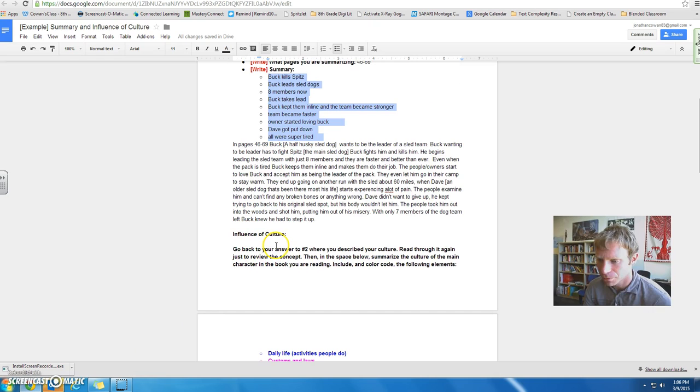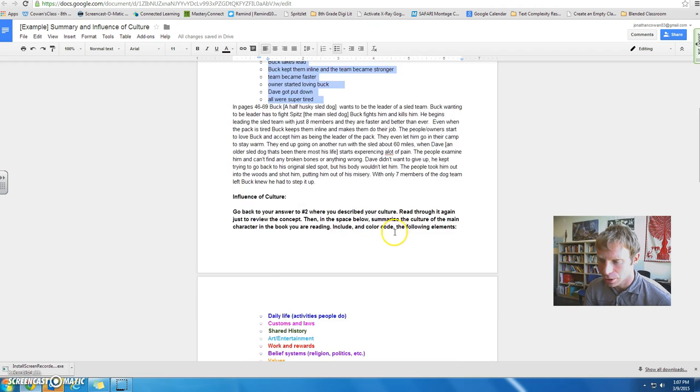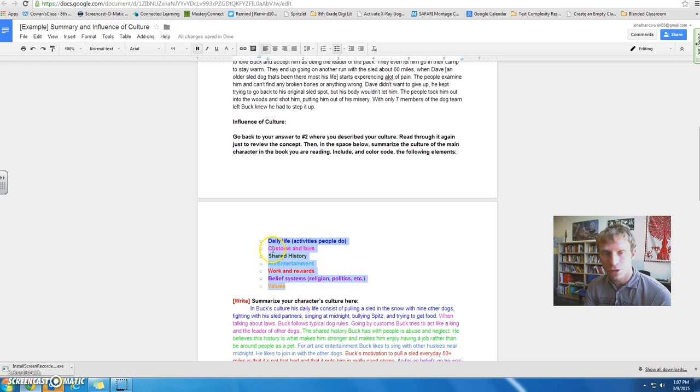So going back to your answer number 2 where you describe your culture, read through it again just to review the concept. Then in the space below, you're going to summarize the culture of the main character in the book you're reading. Include and color code the following elements. As you write a summary of your character's culture right here, I want you to color code the elements as you do them so I can see that you checked your work.